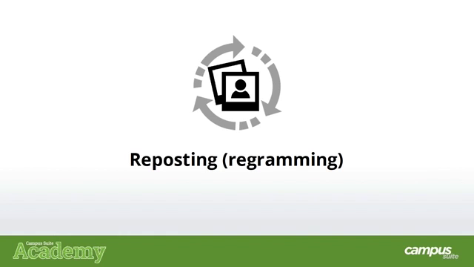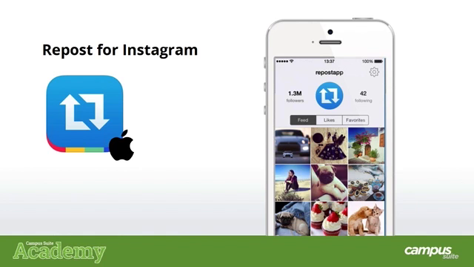So next thing we're going to talk about is reposting or regramming. And this is really important because this allows you to share a lot of great stuff out there. The only way to achieve this kind of functionality without an app is taking screenshots on your phone and re-uploading and cropping. Well, they have apps for this. Basically, just like Twitter retweeting something, you're going to repost an individual photo. This particular app is an iPhone app called Repost for Instagram. It lets you see your followers and people you're following and the ability to repost those images.